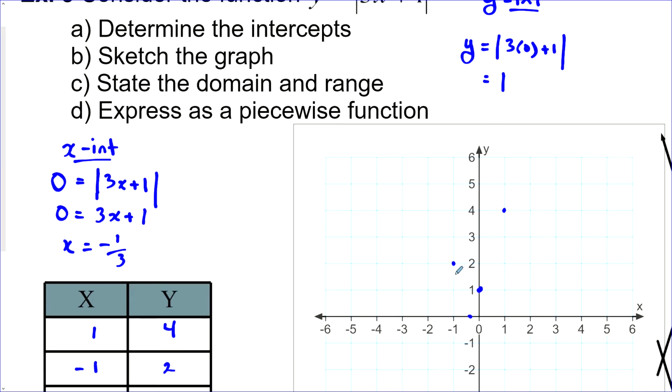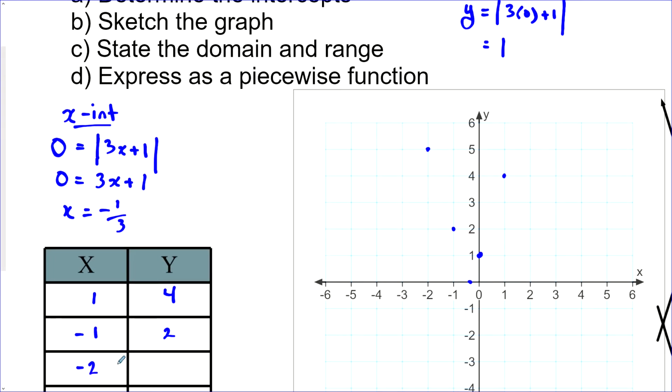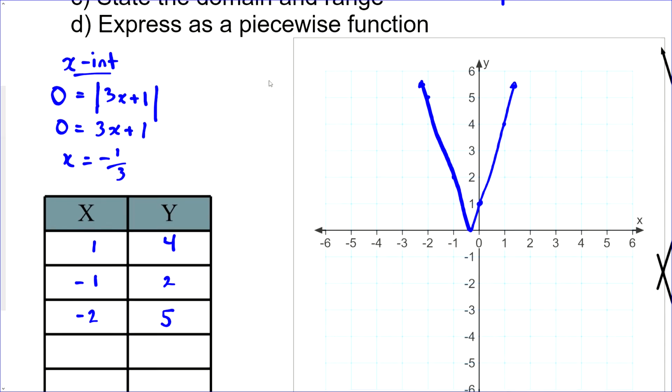And then I can say I go over 1 and up 1, 2, 3 to find that point. Or I could use my table, negative 2 times 3 is negative 6 plus 1 is negative 5. Take the absolute value and I get 5. Or you can put this in your calculator and look at the table of values and plot those on the graph. So that's how our graph would look. Now we want to state the domain and range.